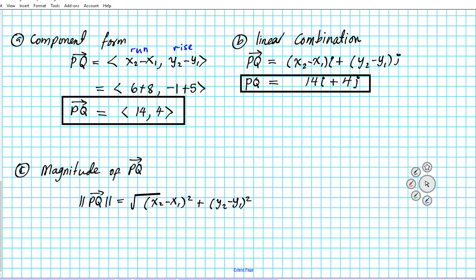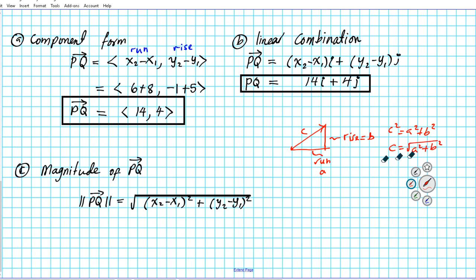Just imagine, this is just a side note, you have a right triangle like this, and the hypotenuse is the vector. This is the rise, let's call that B, and this is the run, which we can call A, and the length of the vector is C. So you have C squared is equal to A squared plus B squared, and when you isolate C, you have the square root of A squared plus B squared.